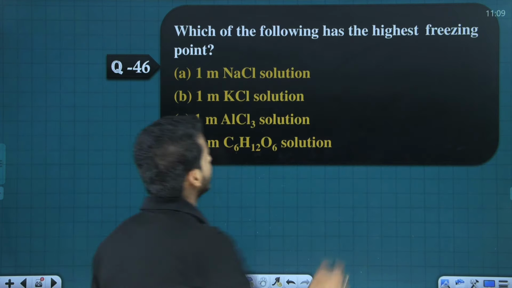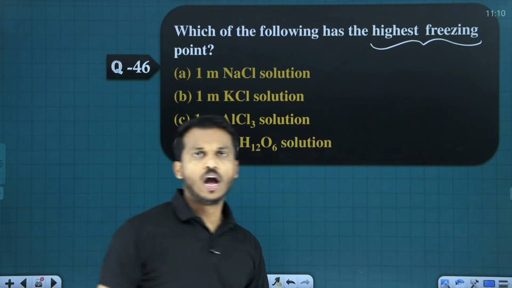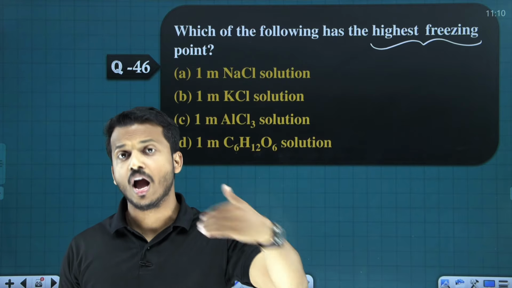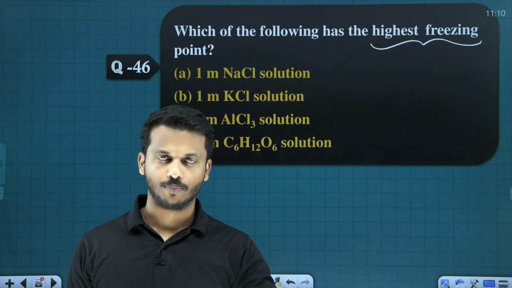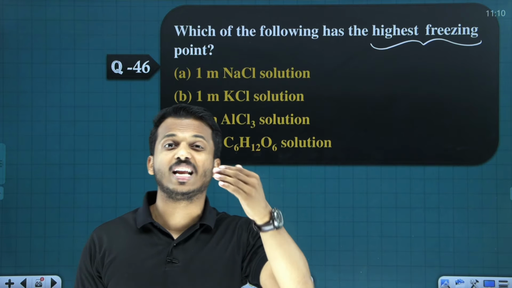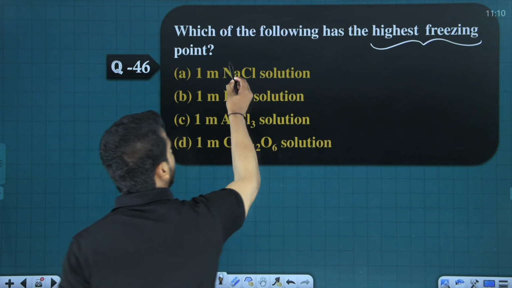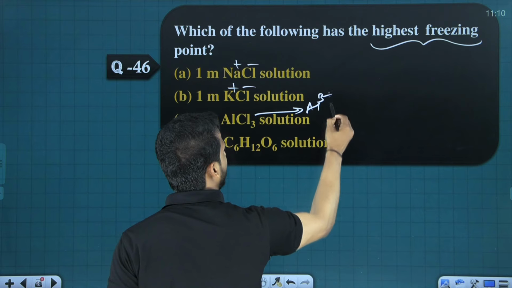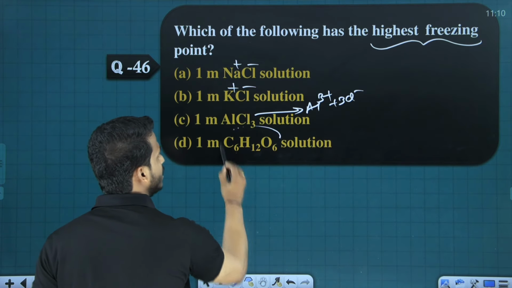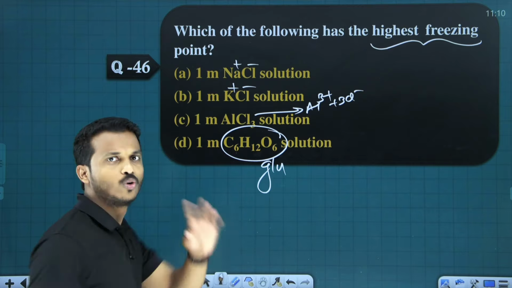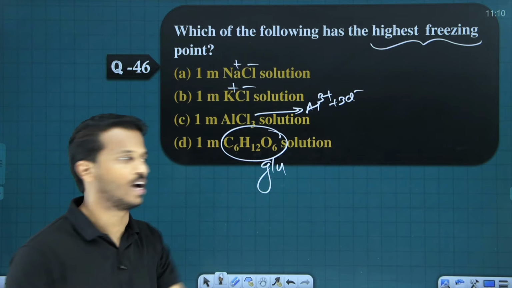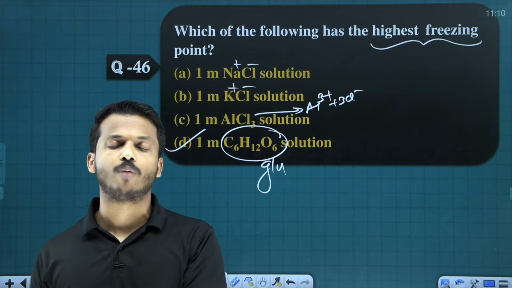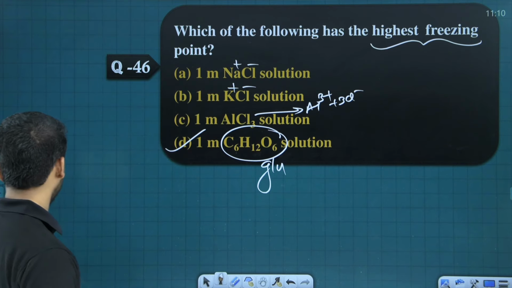46. Which of the following has the highest freezing point? Remember, the higher the number of particles, the higher the boiling point and the lower the freezing point. So a high freezing point means the one giving fewer particles. NaCl breaks to give 2, KCl breaks to give 2, AlCl3 breaks as Al3+ and 3Cl minus. What is C6H12O6? Glucose. Glucose does not undergo dissociation, it exists as 1. So this is the one giving fewer particles, and the one giving fewer particles has the high freezing point.